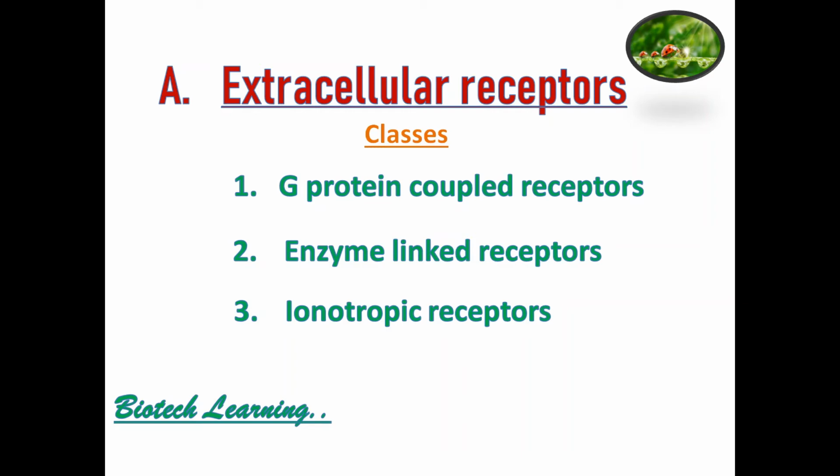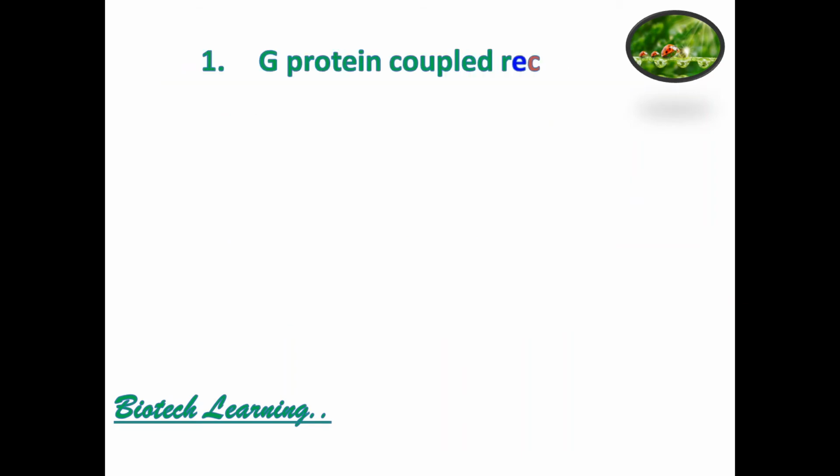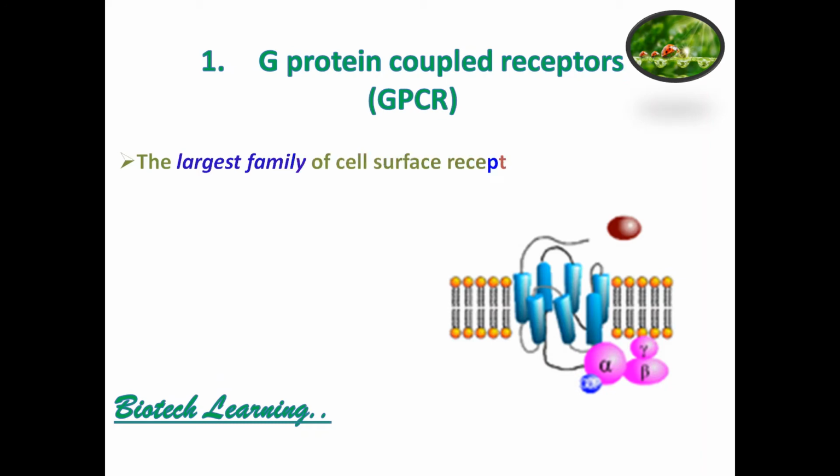The first one is G-protein coupled receptors. They are also called GPCRs. They are the largest family of cell surface receptors, the major class. They are found only in eukaryotes. That's another important point to be noted. They are found only in eukaryotes, animals, and even yeast.